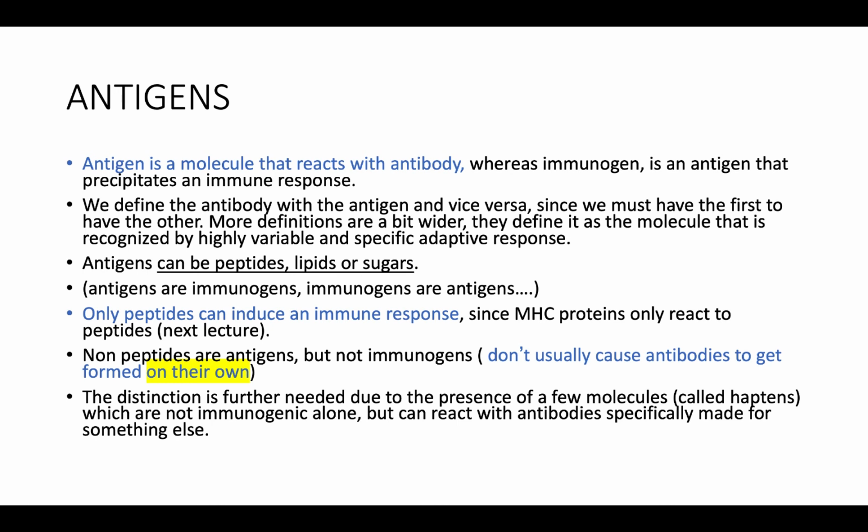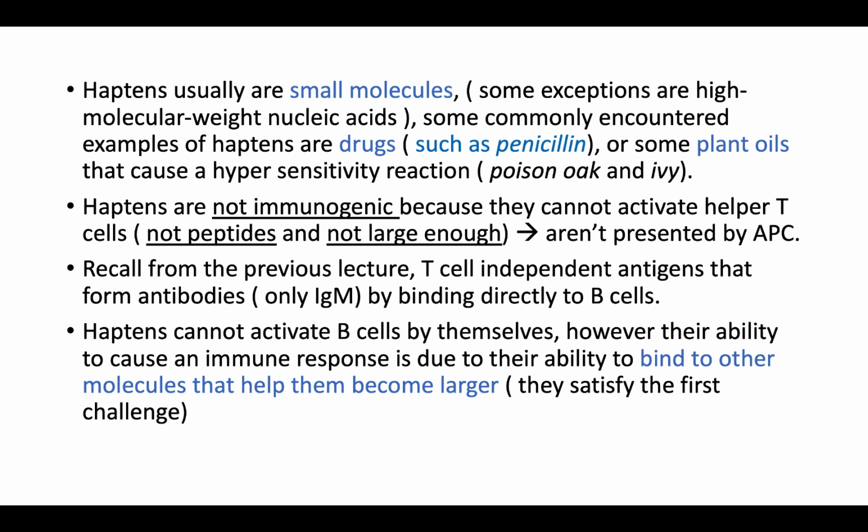So the distinction is further needed due to the presence of a few molecules called haptens, which we will talk about now, and to showcase an example where the two mechanisms can cross-react. Haptens usually are small molecules, although some of them may be larger. Commonly encountered examples include the drug penicillin and some plant oils, for example those that cause poison ivy or poison oak. The word hapten means something insignificant, very small, something I should not even give a thought. It is not immunogenic on its own because it cannot activate helper T cells. It is not a peptide and it is not large enough.